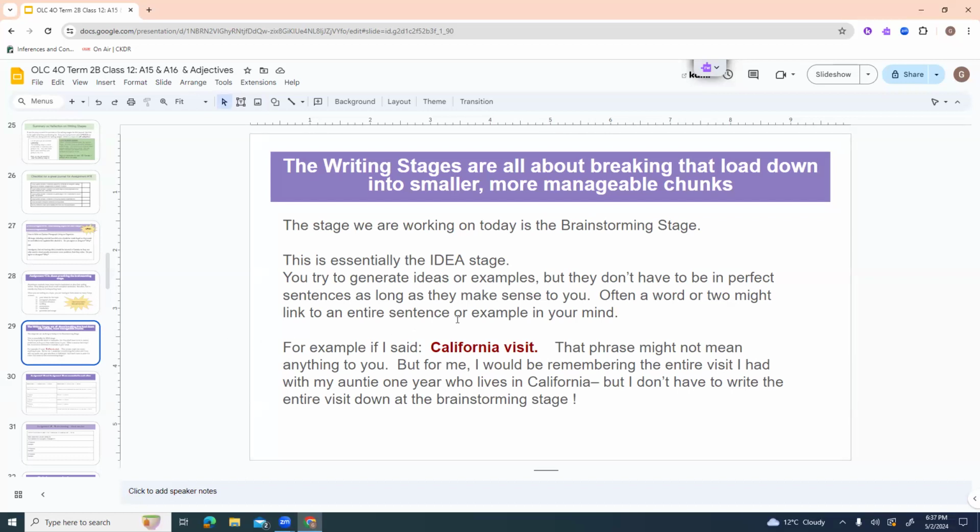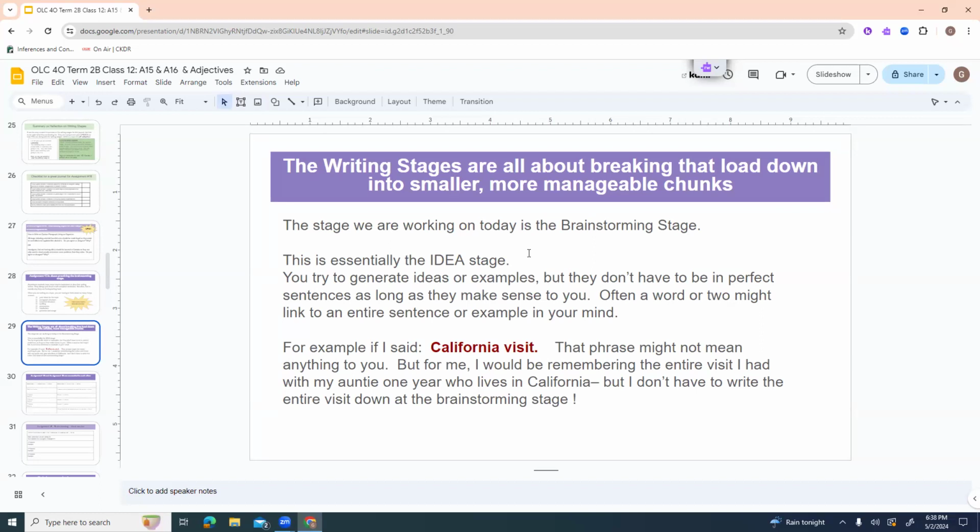So the brainstorming stage is essentially the idea stage. All you're trying to do here is generate ideas or generate examples, but they don't have to be in perfect sentences. We're not worrying about that part. Often a word or two might link an entire sentence or an example in your mind. For example, if I said "California visit" while I was making my little notes to myself, that phrase might not mean anything to you or anyone else. But for me, I would be remembering the entire visit I had with my auntie that one year who lives in California, but I don't have to write the entire visit down at the brainstorming stage because the brainstorming stage is normally for you.